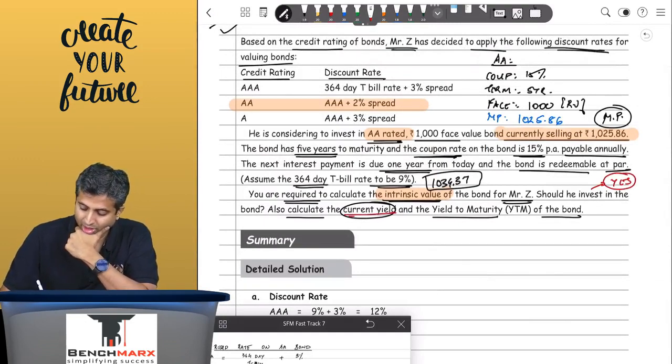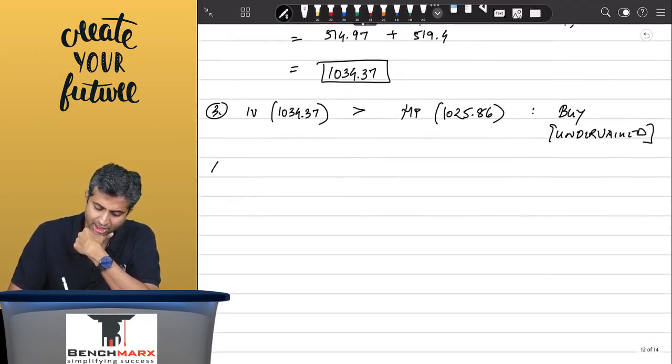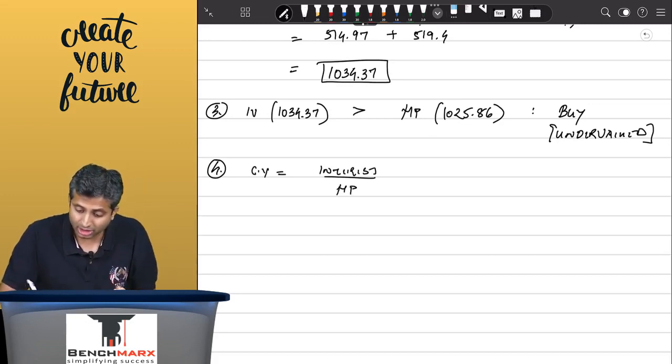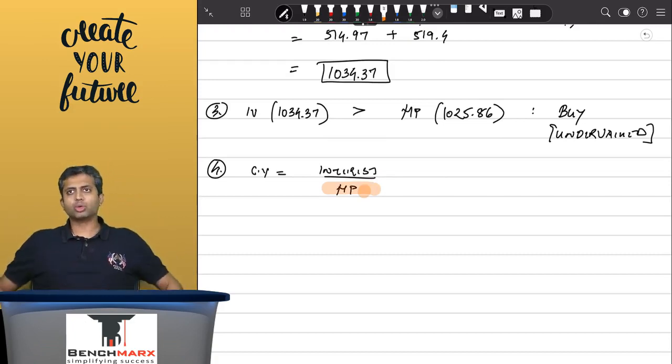Also calculate the current yield and the yield to maturity. So over here, if you have to calculate the current yield, I think this is going to be easy. Yield to maturity will be a bit of a problem. So current yield will be calculated as interest upon the market price. Now the question is, in the denominator, what will you take? Will you take 1025 or will you take 1034?